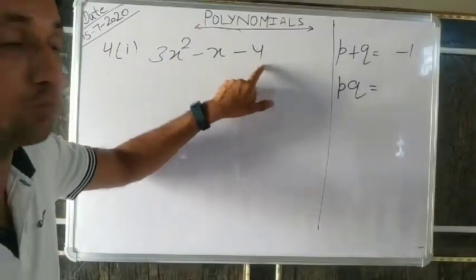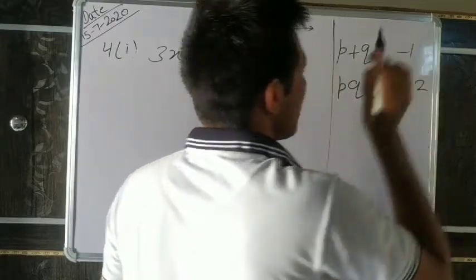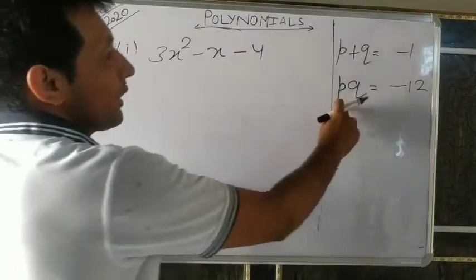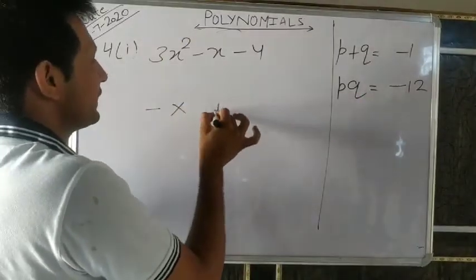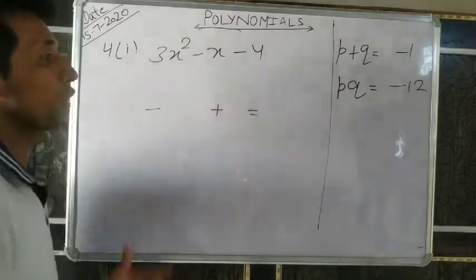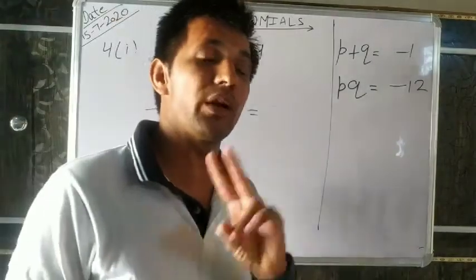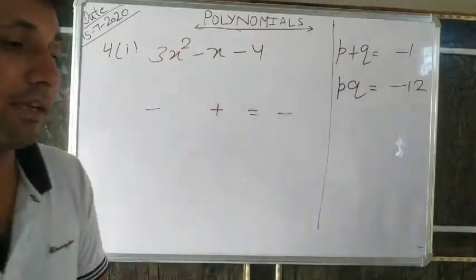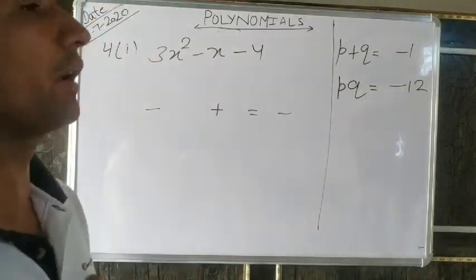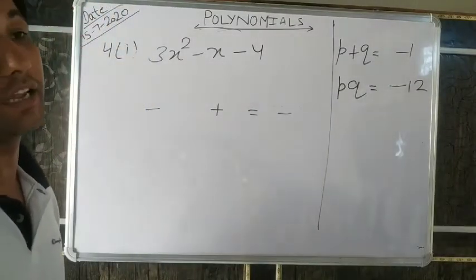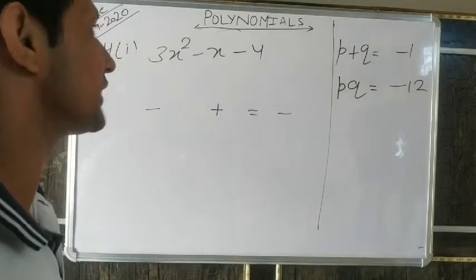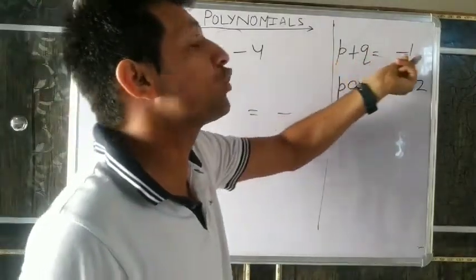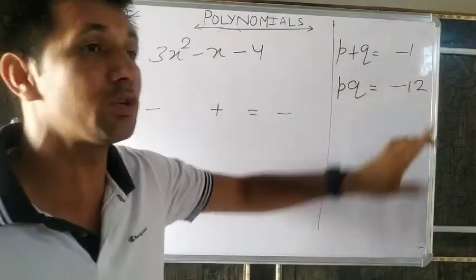3 into minus 4, minus 12. Again, the product of the two numbers is negative. It means one is negative and another is positive, because the product of two numbers is negative in only one case: one is negative, one is positive. It is clear. Now, which one will we take negative and which one positive? How will you check? The product of the two numbers is negative, but the sum is also negative, because one is positive, one is negative.